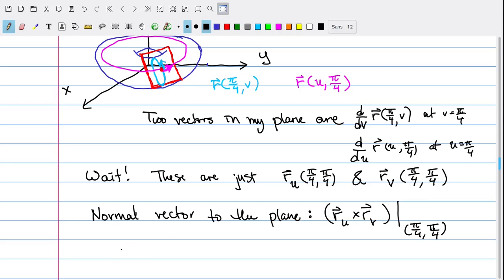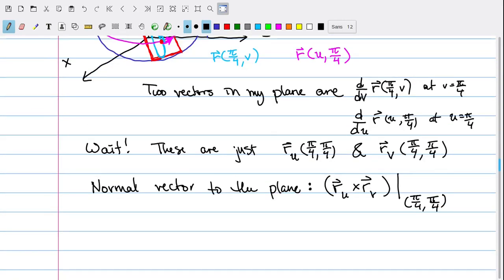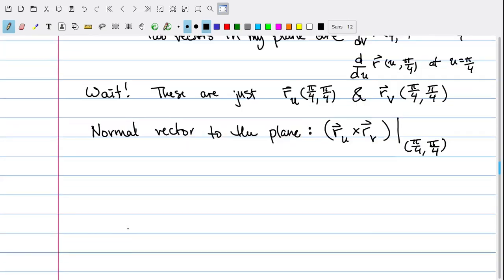So once I have a normal vector, plus I have a point on the plane, which of course is the point that I started out with, I can easily write down the plane equation. That's something that we've done many times. But let's go ahead and give it a shot here. So what is r sub u?